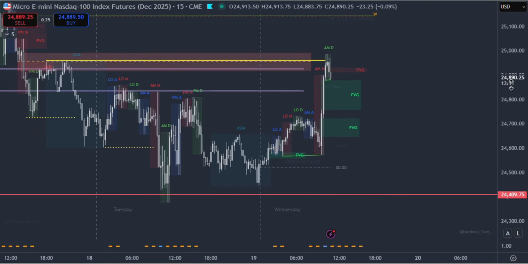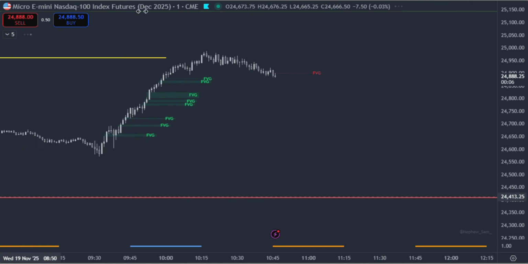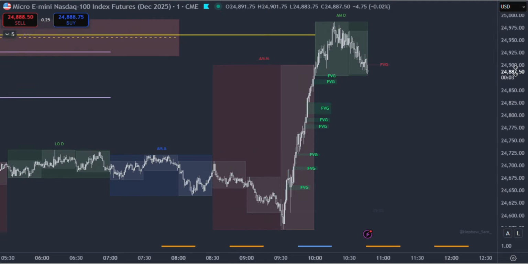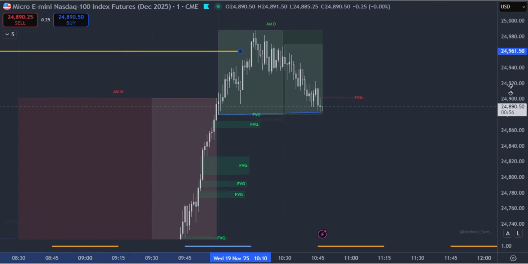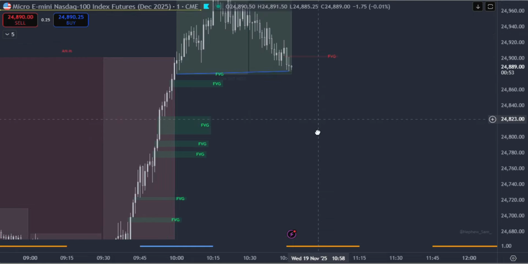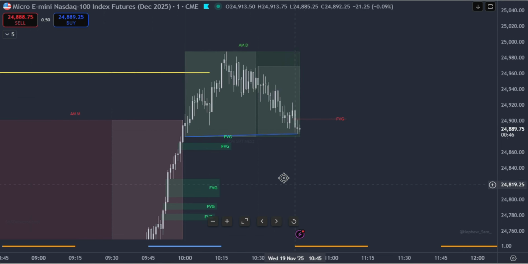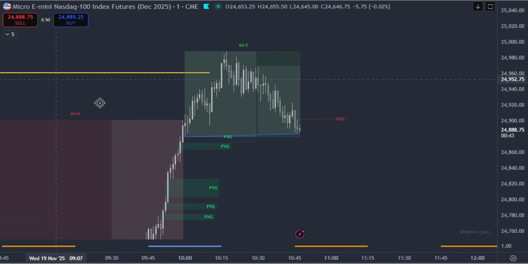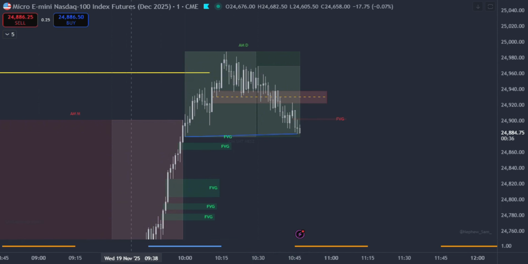Okay, so what do we got to do now? We got to look at a time of interest. Are we inside a time of interest? Yes, we're inside a time of interest. Let's zoom in again. So we currently have those SMTs, right? We're still bearish on the higher time frame. Let's see. 10:45. Here's a fair value gap. We're closing below these fair value gaps.